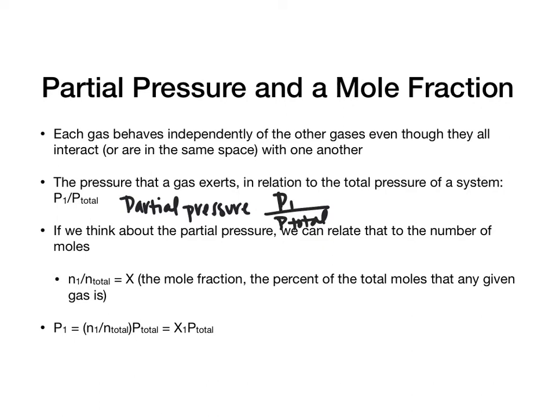So we can relate this to the number of moles. If N1 over N total equals something called the mole fraction, this is going to be chi1. So the mole fraction, otherwise known as chi, or this X symbol, is the fractional percent of the total moles that any given gas is.